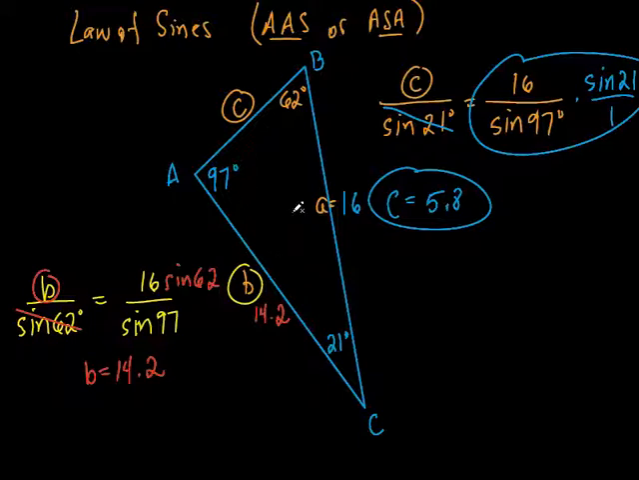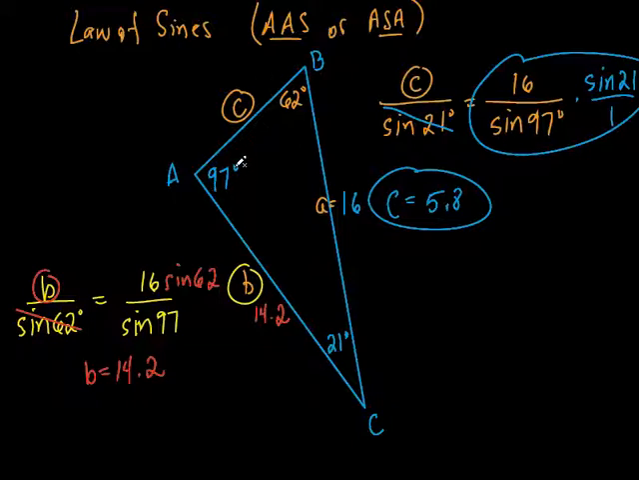Let's see if these numbers make sense. Do you remember that the biggest angle, or the longest side, has to be opposite the biggest angle? Right? And the shortest side has to be opposite the smallest angle. Let's see if that works. That doesn't guarantee that we got the problem right, but at least it points us in the right direction. Wouldn't you agree?